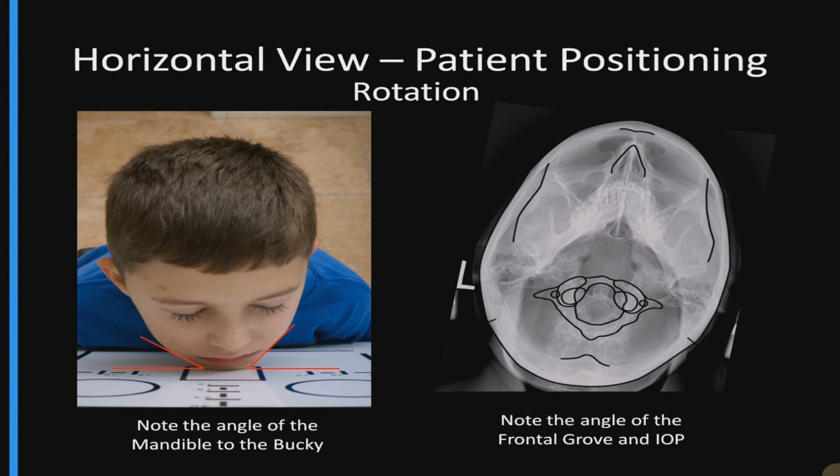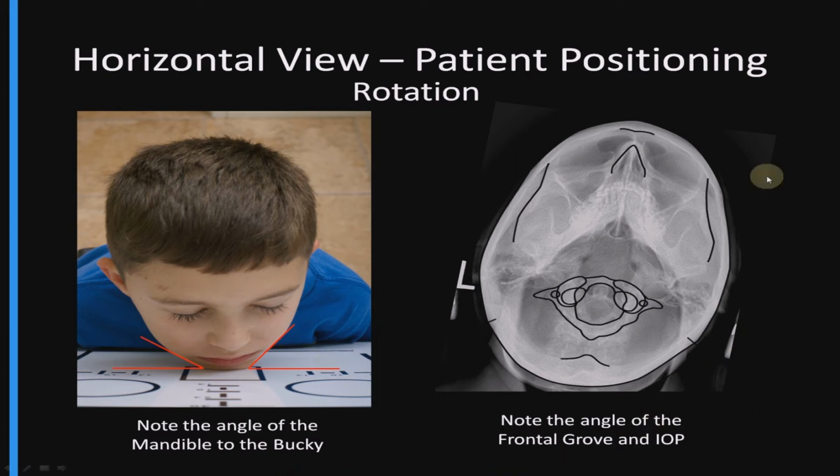So when assessing for rotation, if we view that the angle formed between the patient's jaw and the Bucky is more acute on one side than the other, that means this patient's right cheek is closer to the Bucky than their left cheek. So we would back the patient away slightly to get their chin off the film. We would rotate the chair until these angles were symmetrical, and then we would lean them back forward to put their chin on the Bucky.